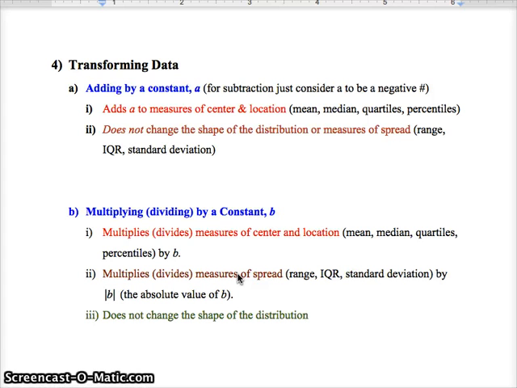And for this reason, if we transform data somehow, we don't have to go back and recalculate all these things. We already have the mean and median, we already have the IQR and standard deviation of the original data set. We can use these rules to calculate the new data set.